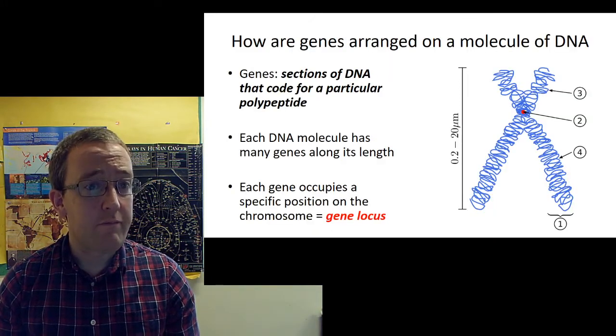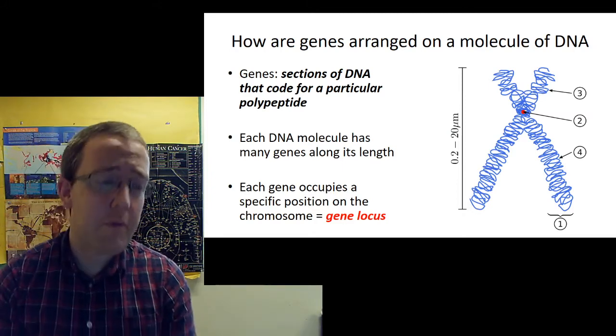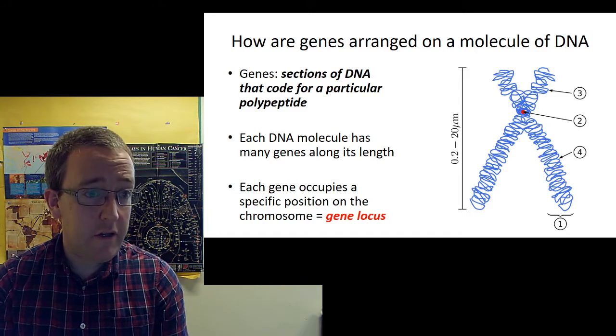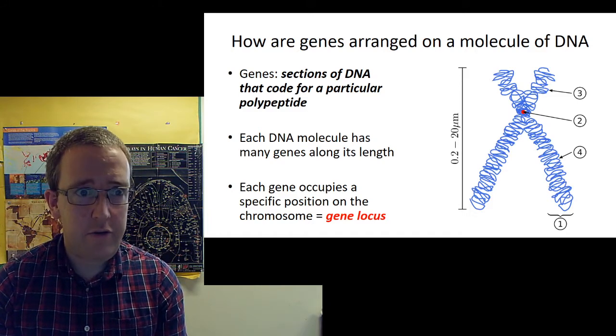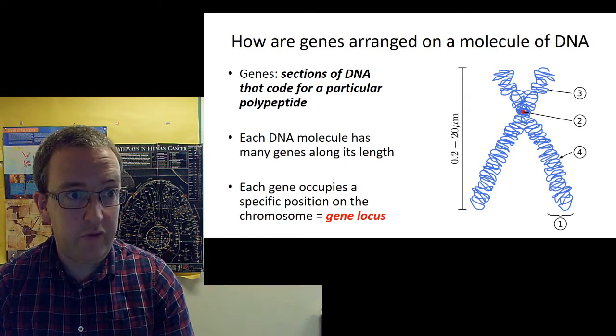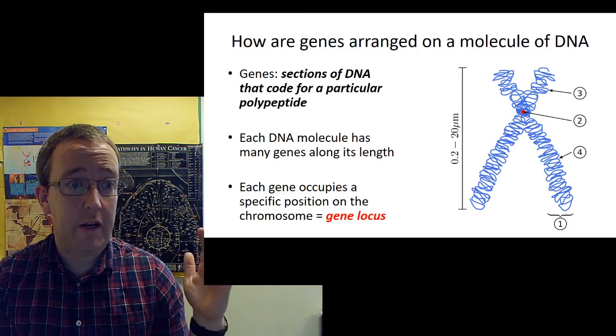So how are genes arranged in a molecule of DNA? We've talked about what a chromosome is. There's lots and lots of DNA wrapped around these histones. How are the genes arranged? So what are the sections that are actually doing things? Well, here's your definition. It's a very important definition. Genes are a section of DNA that codes for a particular polypeptide.